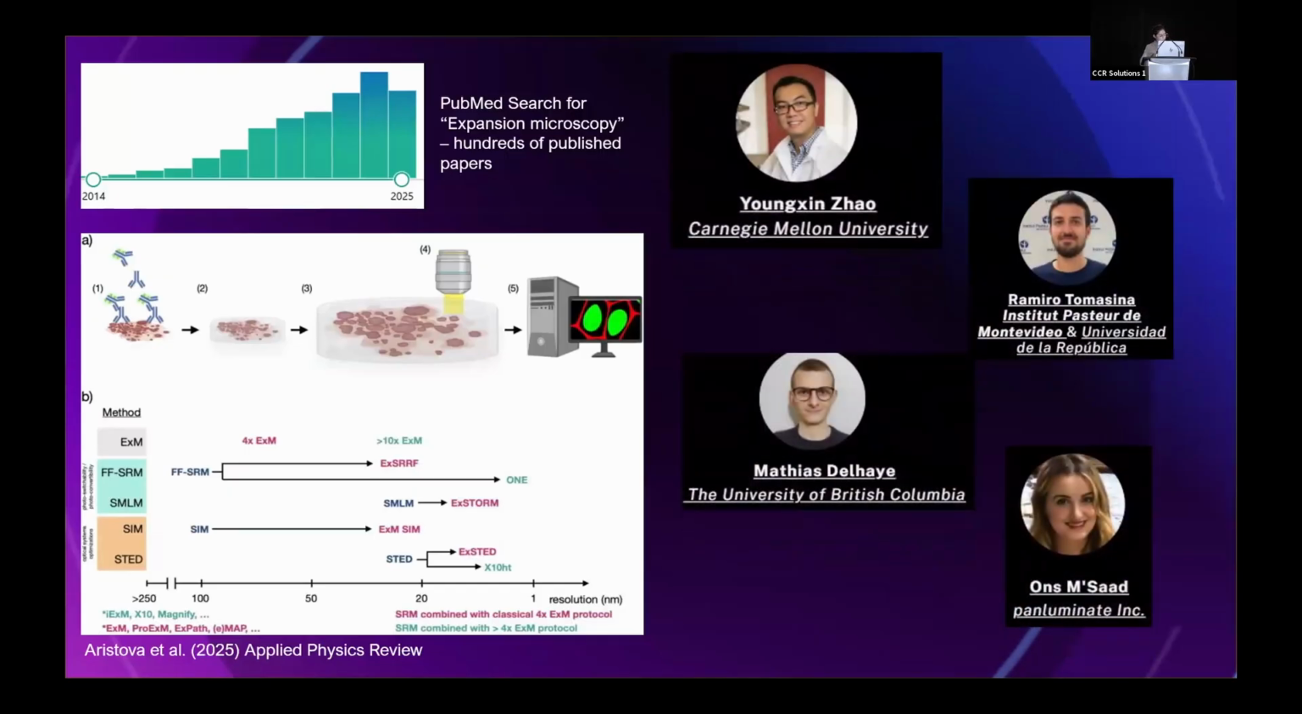Crucially, expansion helps to democratize access to nanoscale imaging by shifting resolution gain from hardware to chemistry. It reduces reliance on prohibitively expensive instrumentation, making it a more democratized, sustainable, and scalable imaging ecosystem.